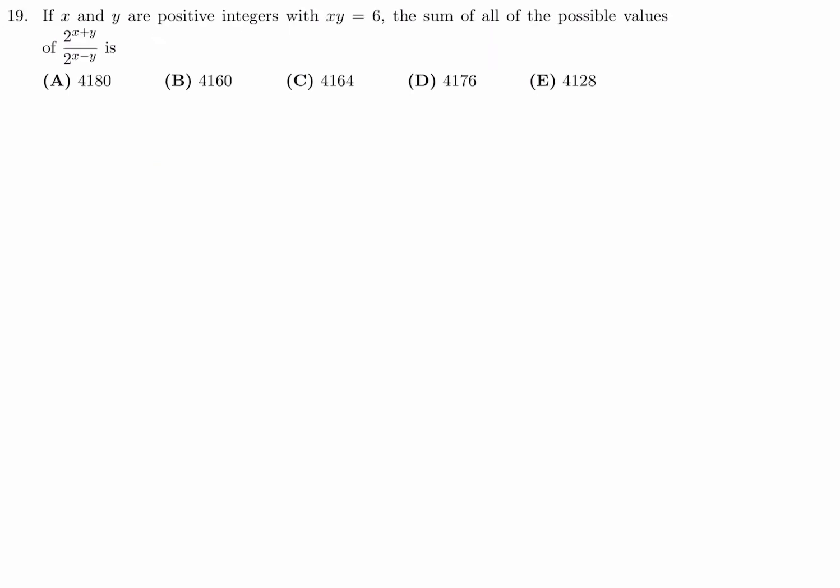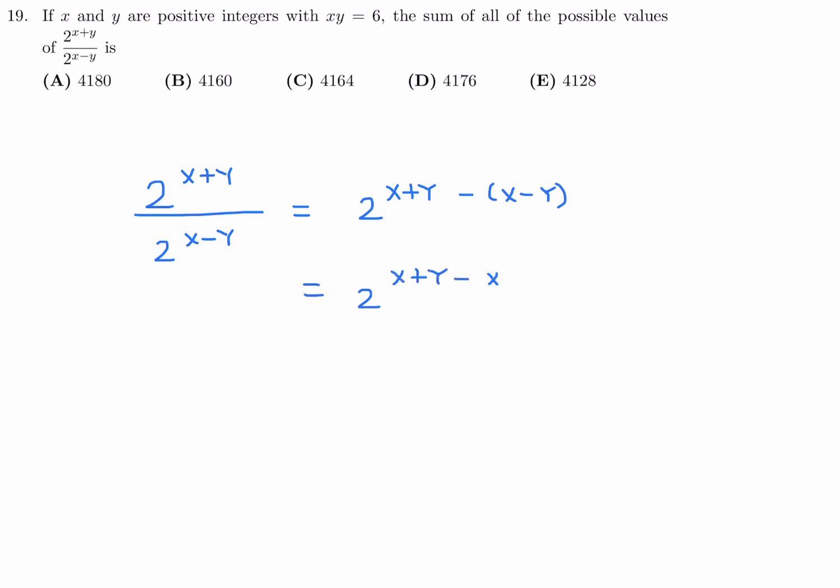If x and y are positive integers with x times y equal to 6, find the sum of all possible values of 2 to the power of x plus y over 2 to the power of x minus y. Let's simplify this. 2 to the power of x plus y minus x minus y. So that's going to be 2 to the power of x plus y minus x plus y. And the x's cancel, so you just get 2 to the power of 2y.